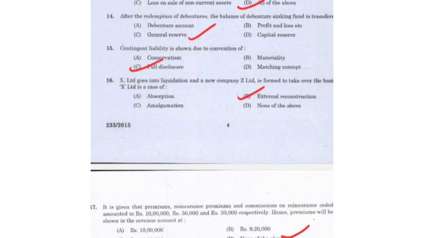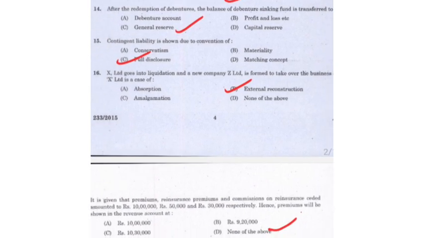And the next question, X Limited goes into liquidation and a new company Z Limited is formed to take over the business of X Limited is a case of external reconstruction. That means one company is liquidated and another new company is formed is external reconstruction. Amalgamation means two or more companies are liquidated and a new company is formed. And in the case of absorption, one weaker company is taken over by a dominant or a stronger existing company. No new company is formed there.